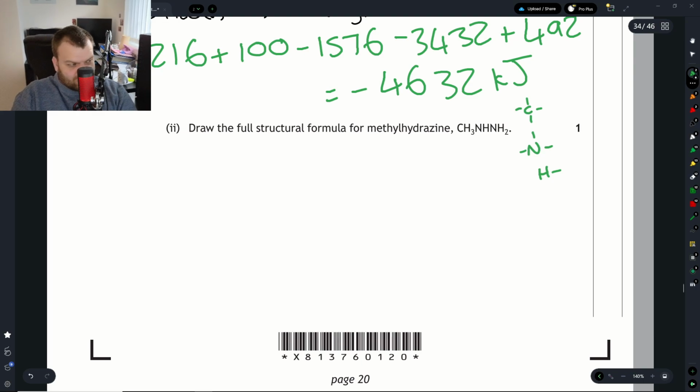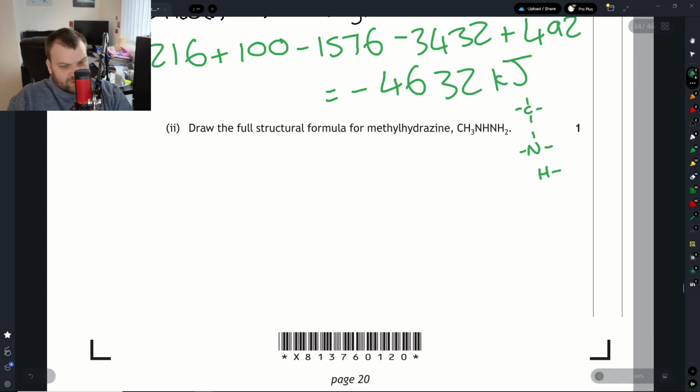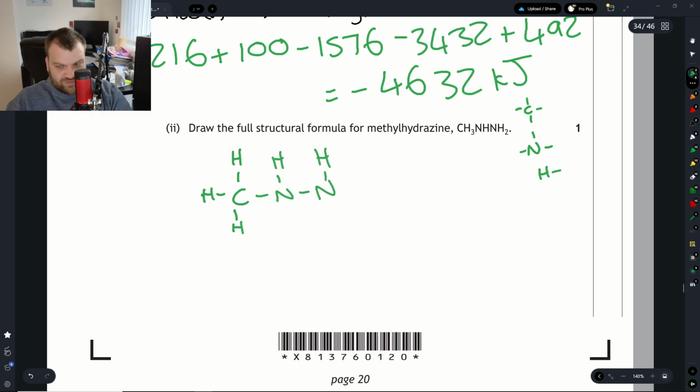We're given the shortened structural formula. We could just follow that through. We need a carbon with 3 hydrogens on it, like so. We need a nitrogen with 1 hydrogen. We need a nitrogen with 2 hydrogens. So each thing's making the correct number of bonds. All works together. That picks up your mark there.